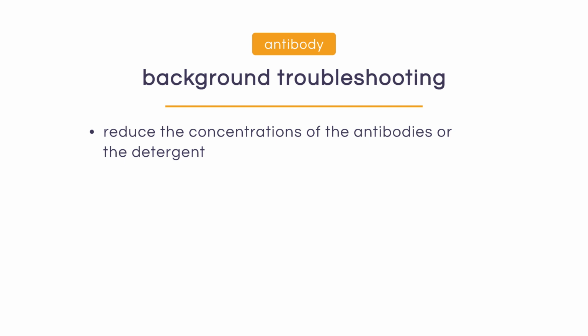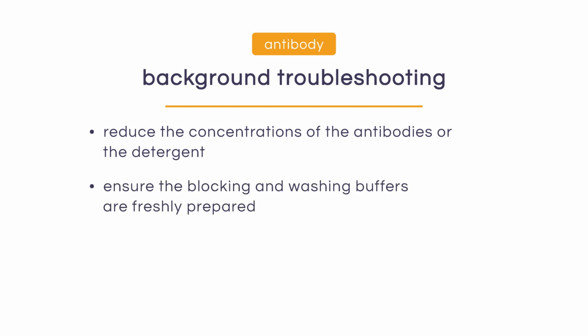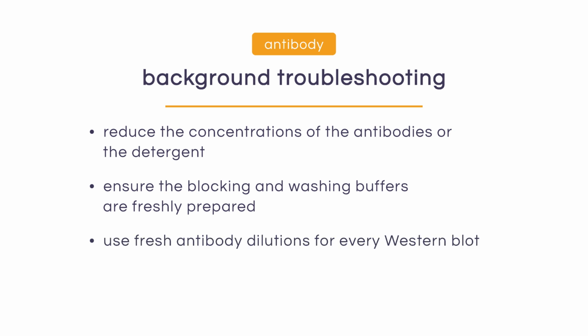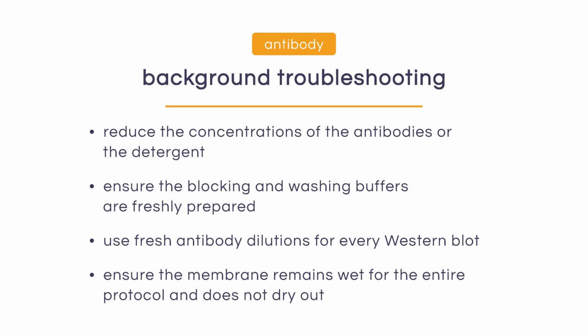Concentrations of antibodies and detergent in the washing buffer are also potential causes of high background. Try reducing the concentrations of the antibodies or the detergent. Also ensure that the blocking and washing buffers are freshly prepared and that you use fresh antibody dilutions for every Western blot. Ensure the membrane remains wet for the entire protocol and does not dry out.